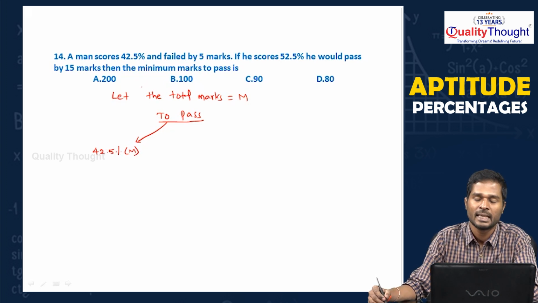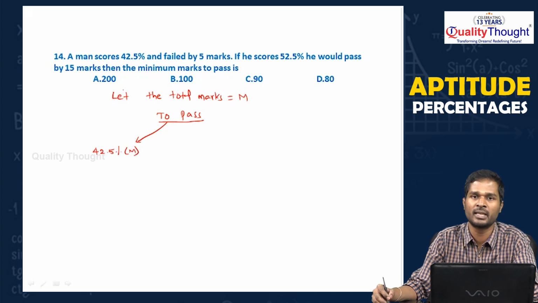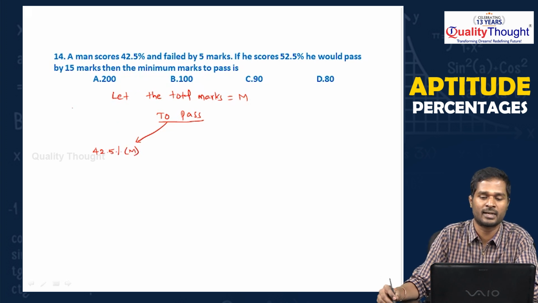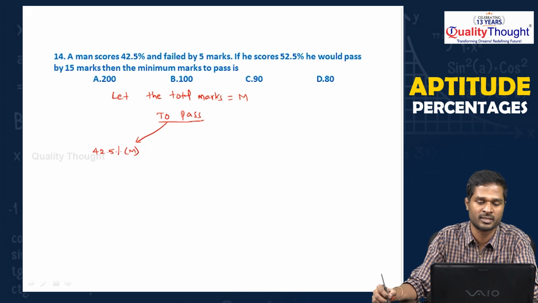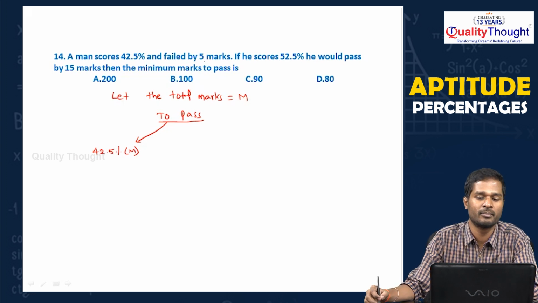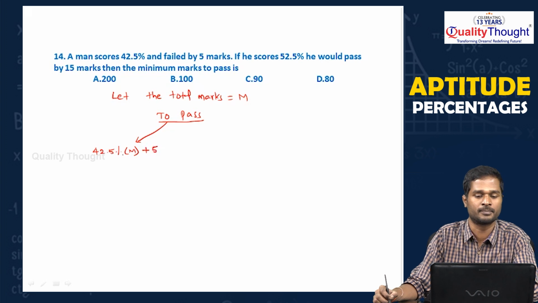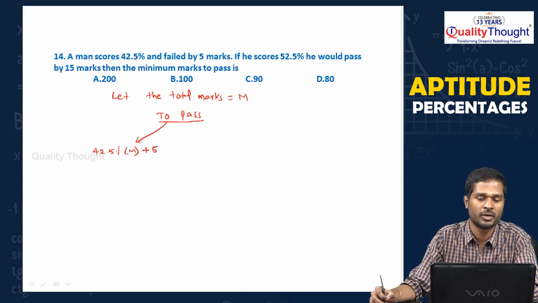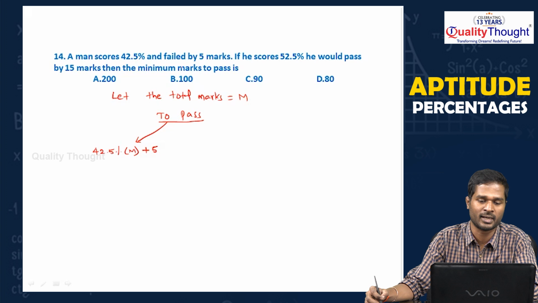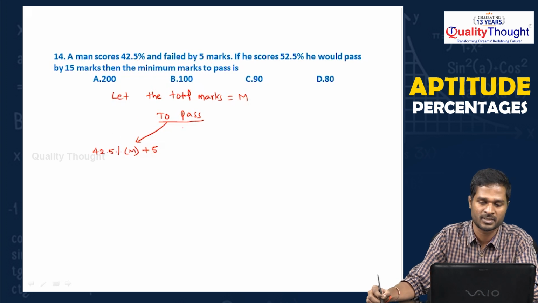What does this mean? If he gets those 5 marks, then he will definitely pass in the exam. But he has failed by 5 marks. That means he got 5 marks less. I mean, he needs another 5 marks to pass in the exam. See here, 42.5% is what he got and he failed by 5 marks. That means he would have passed in the exam if he got that extra 5 marks also.